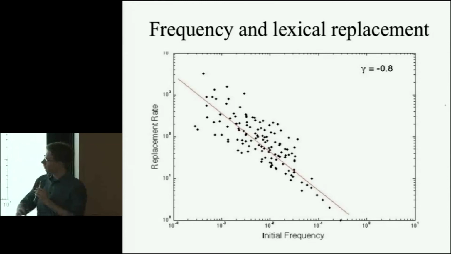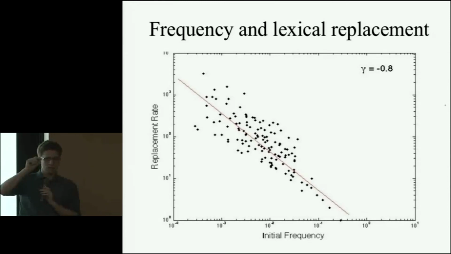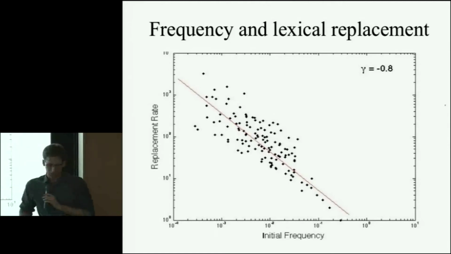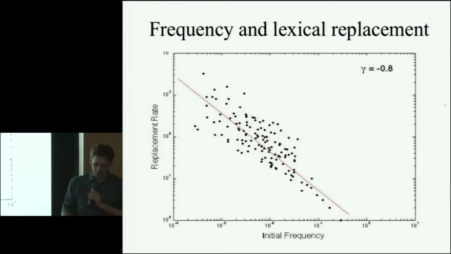If we have a population and we look at the frequency of an item and try and relate the frequency of the item to the rate at which it disappears from the population, we find an inverse power law relationship which is consistent with what's seen in human data.